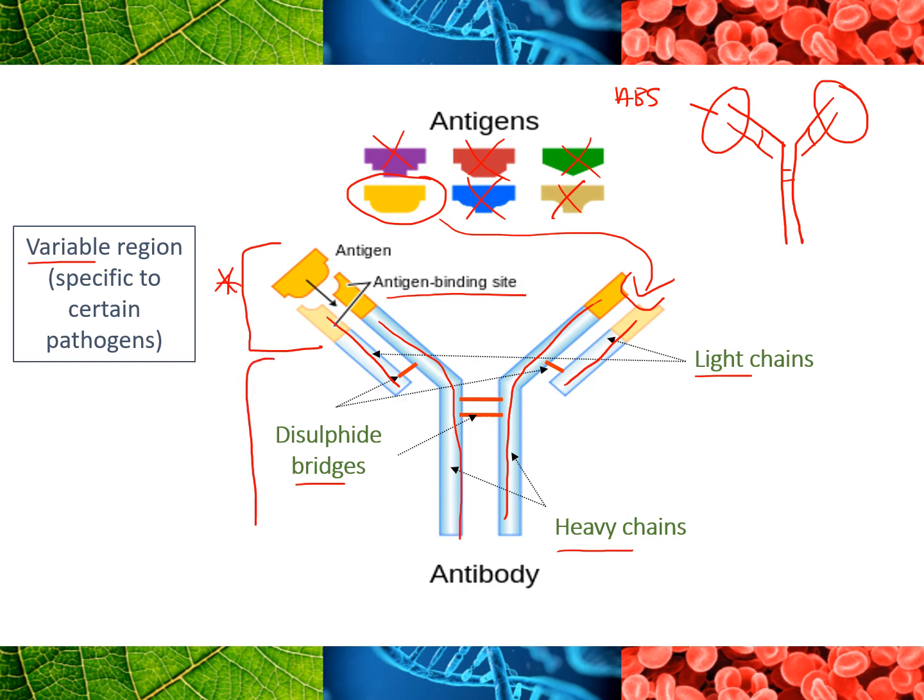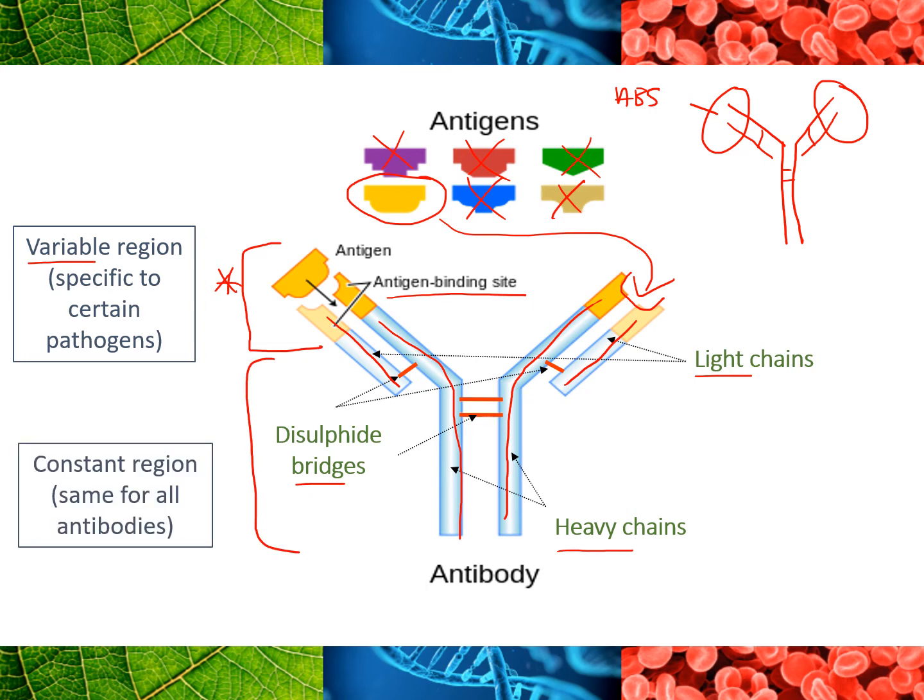The rest of the antibody is our constant region. It's the same for all antibodies. All antibodies are the same except for that top variable region. So you should definitely pause here and make sure you've drawn and labelled an antibody with your light chain, heavy chains, and that antigen binding site.